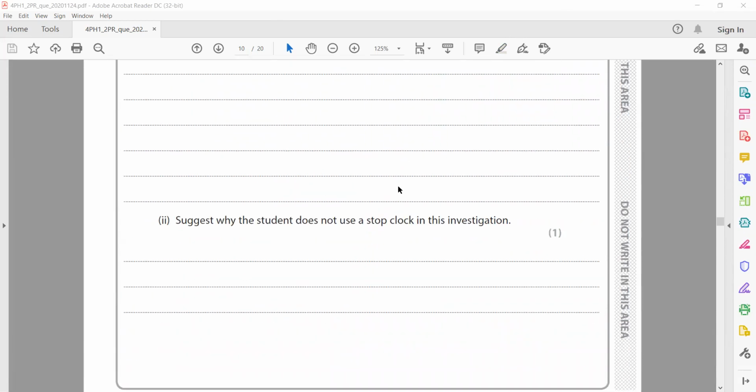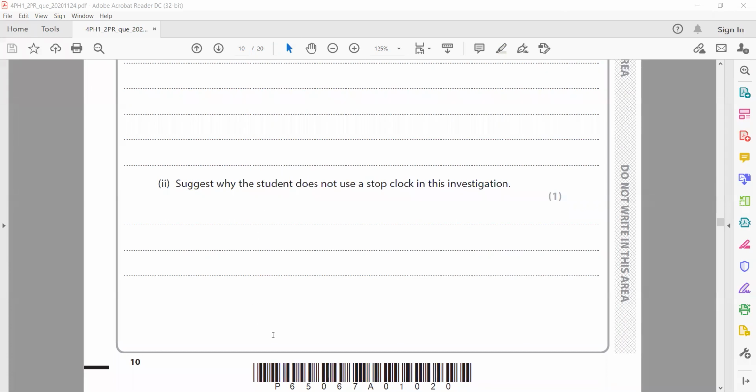Suggest why the student does not use a stopwatch. Because this time interval is very small. A short time interval will be difficult to measure using a stopwatch, because we have our reaction time. It will be difficult to measure the interval as accurately as possible, because the time interval might be shorter than our reaction time. So the time interval is too small. That's why we are not using a stopwatch. We are using a data logger.